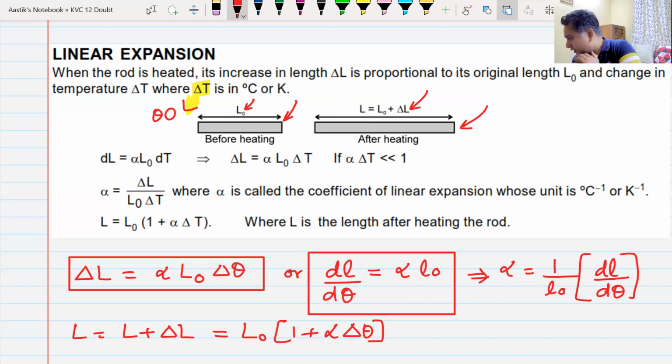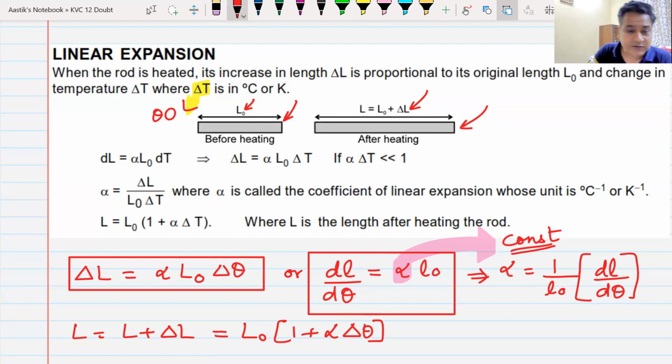Okay, I'll give you 1 minute to note this down. Remember, here we have assumed that this alpha is constant. This alpha is treated as a constant. What will happen if alpha is not a constant? Irregular expansion, and we will also discuss that. But first things first, note this down, then only I shall move ahead.